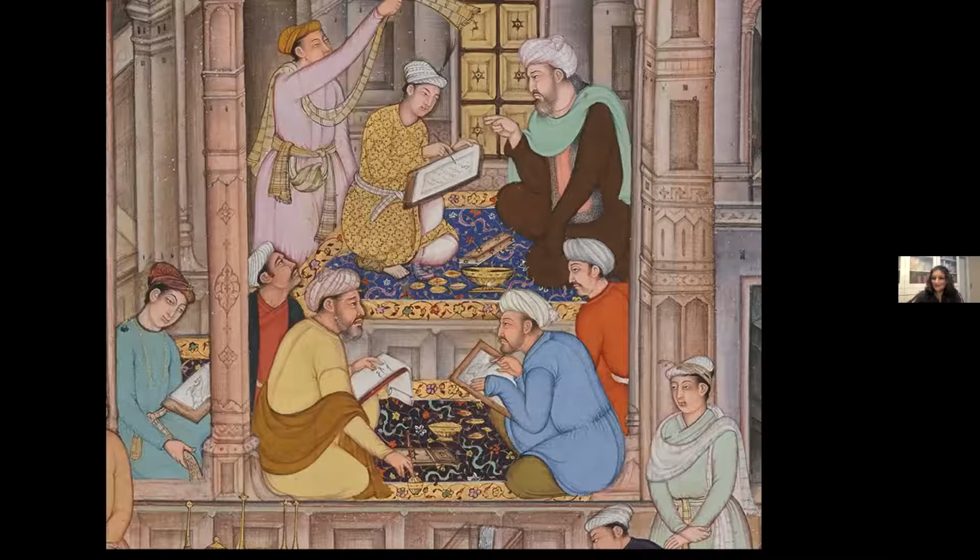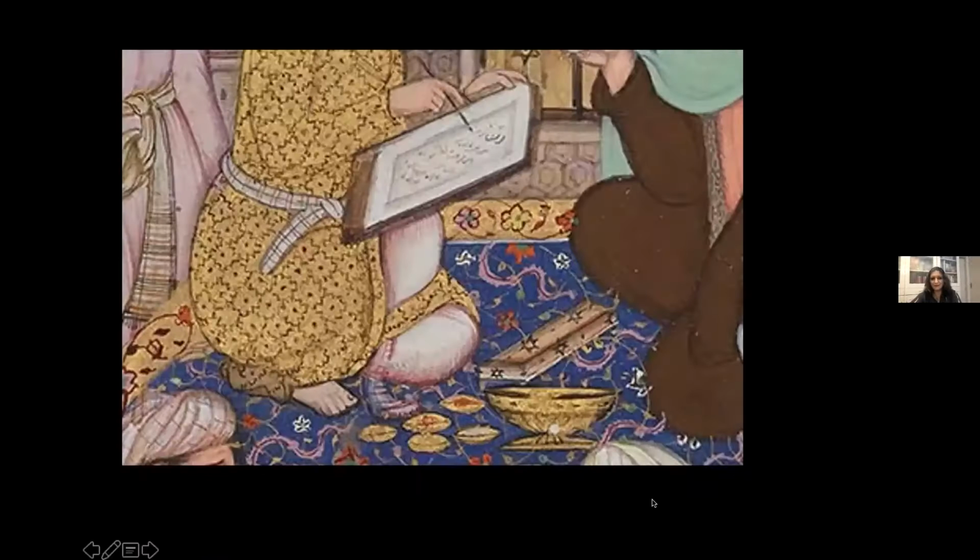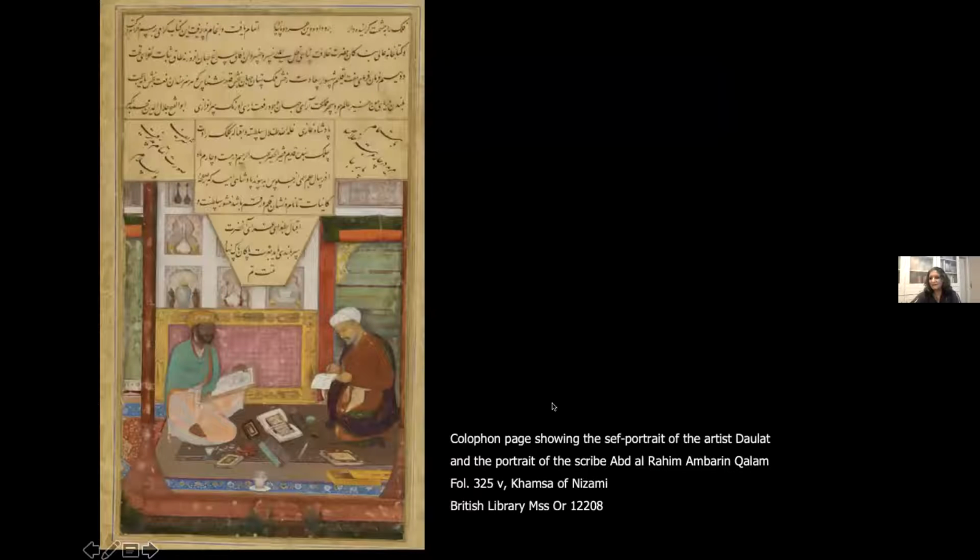A scene like this one, sorry, I should go to the next image. Yes, a scene like this one, which is the celebrated colophon page from the Khamsa of Nizami, which also shows a calligrapher and a painter working companionably side by side, suggests that there was a very close collaboration between these two kinds of artists in the Kitab Khana, and therefore equally there would be a very close collaboration between the images in the book and the words upon the page.